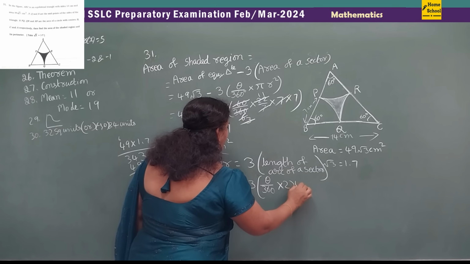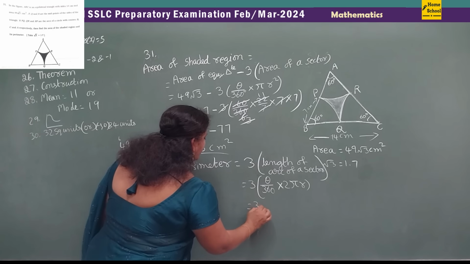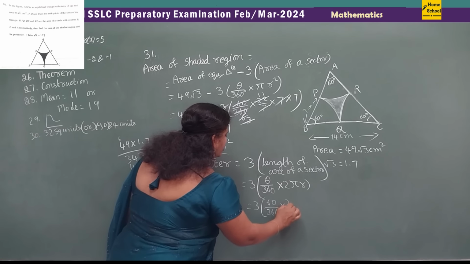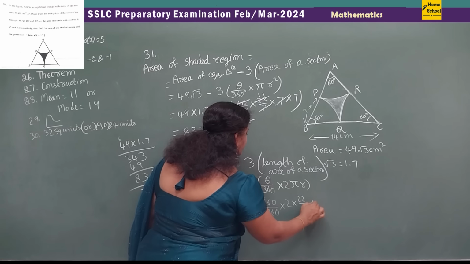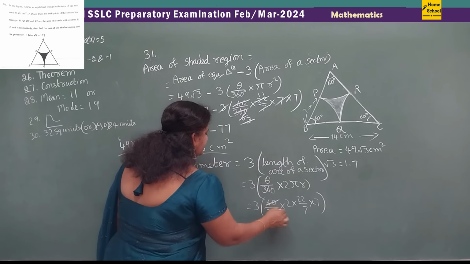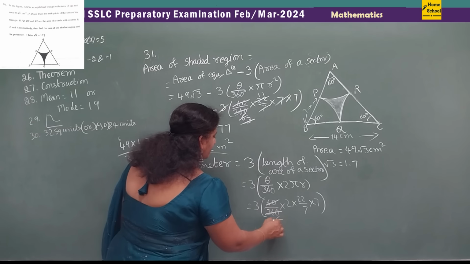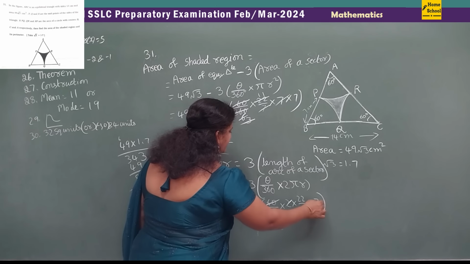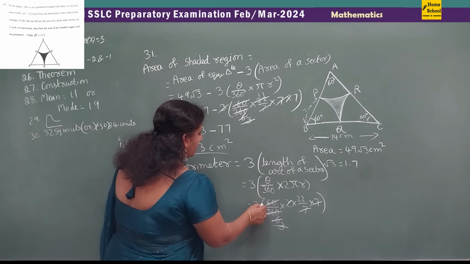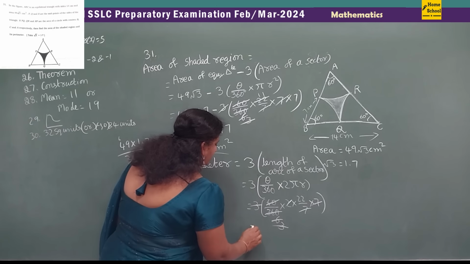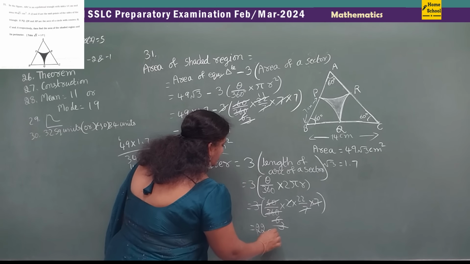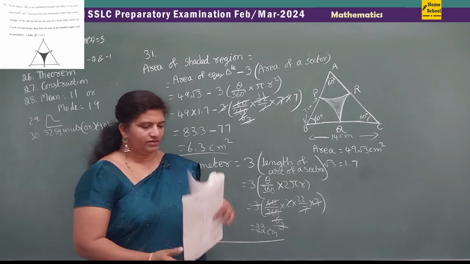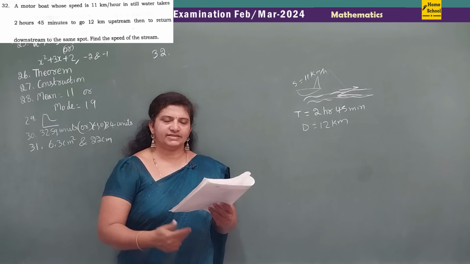That is 2 pi r. 3 into 60 by 360 degree into 2 into 22 by 7 into 7. That is 66. 2 3s, 2 1s, and here 7, 7 cancel. This 3 multiple and this 3 will be cancelled. So finally, 22 centimeters is the perimeter of the shaded region. Okay, is this clear? 32nd problem.